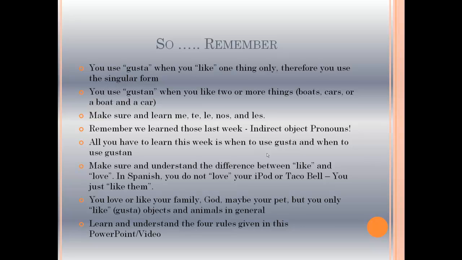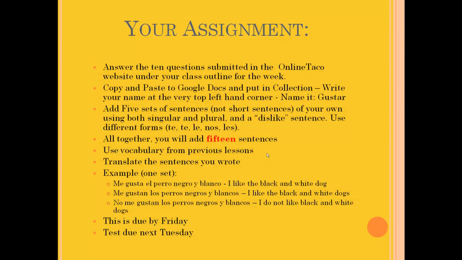Okay, so now let's talk a little bit about what we're going to be doing this week for your assignment. You're going to answer the 10 questions submitted in the online tackle website. Under your class outline, I put a paper there for you to answer 10 questions. Very simple. Copy and paste it to Google Docs and put in a collection. Write your name at the very top left-hand corner. Name the file Gustar.